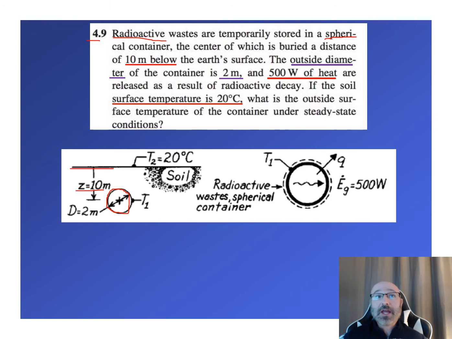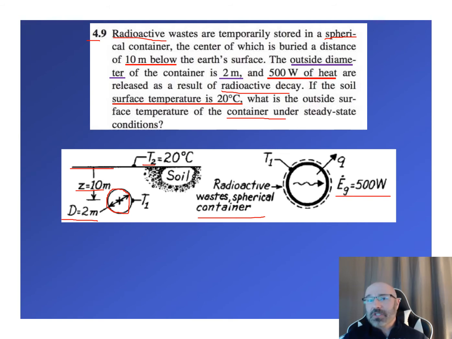The outside diameter of the container, they tell us, is 2 meters. So there's our capital D is 2 meters. And 500 watts of heat are released as a result of radioactive decay. There's our E dot G, 500 watts. We zoom in on the radioactive spherical container. Now if the soil surface temperature is 20 degrees, there's our T2 of 20 degrees Celsius, they're asking what is the outside surface temperature of the container under steady state conditions.